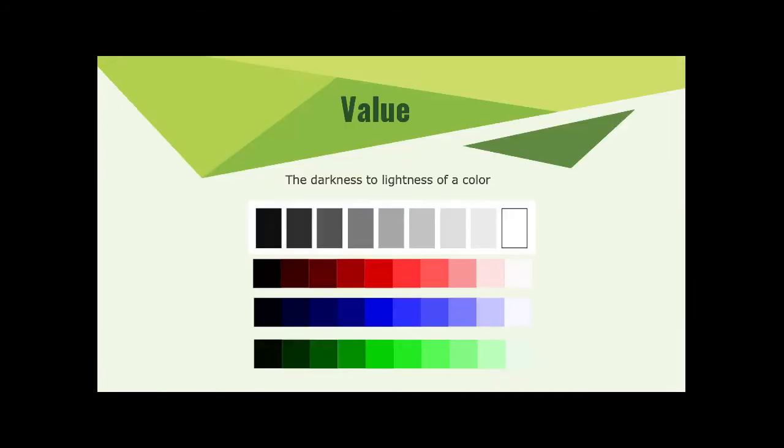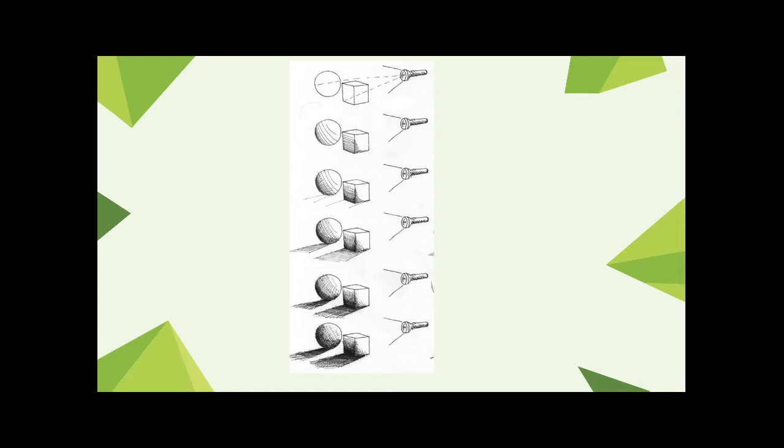Then we've also talked about value. I know some of y'all are getting tired of hearing me talk about value, but this was probably the question you missed the most on our quiz. Value is the darkness to lightness of a color. It also has to do with shading. You can see this example here where the flashlight shows you where the light is coming from, and the artist adds more and more lines to the back of the cube and the ball to create shadow.